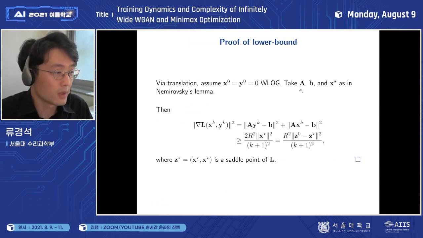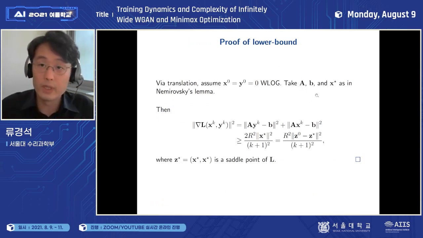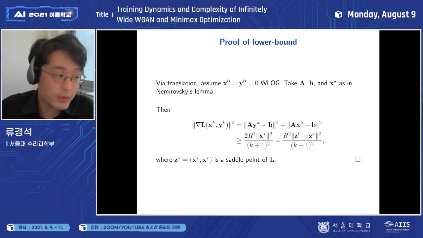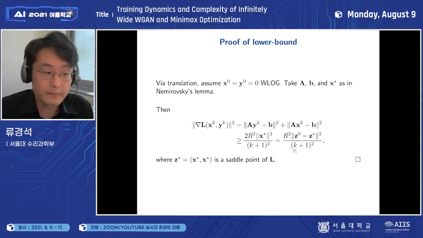So with a few lines of argument, we assume that the starting point is 0 without loss of generality, and then we take the construction that arises from the analysis of the linear system AX equals B and plug it in. That gives us a complexity lower bound for making the gradient small for the minimax loss function L, and in particular, we have the lower bound 1/k².